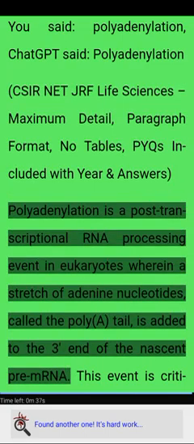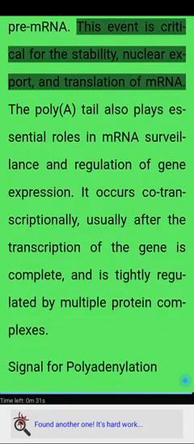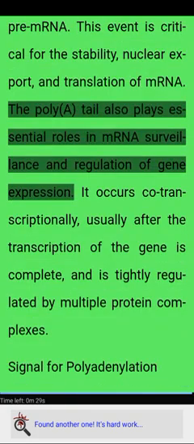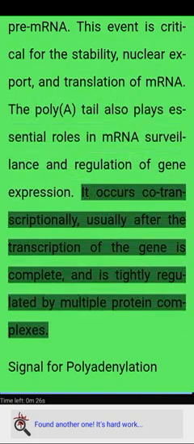Polyadenylation is a post-transcriptional RNA processing event in eukaryotes wherein a stretch of adenine nucleotides, called the poly A tail, is added to the 3' end of the nascent pre-mRNA. This event is critical for the stability, nuclear export, and translation of mRNA. The poly A tail also plays essential roles in mRNA surveillance and regulation of gene expression. It occurs co-transcriptionally, usually after the transcription of the gene is complete, and is tightly regulated by multiple protein complexes.